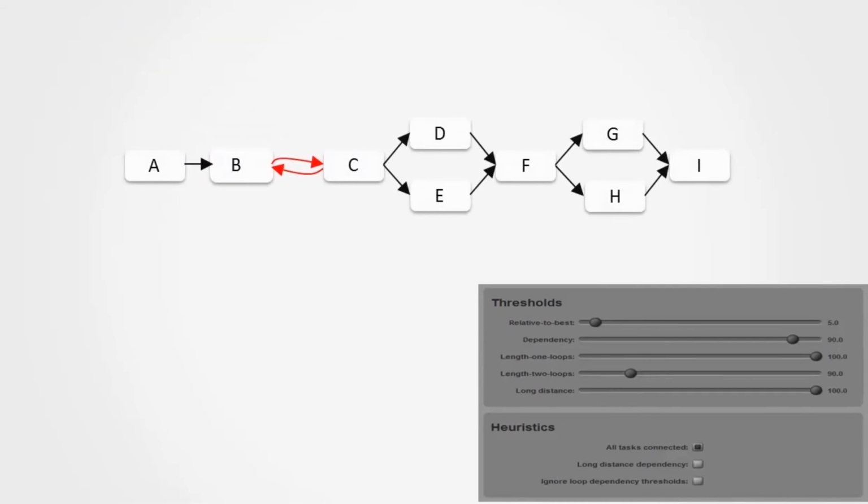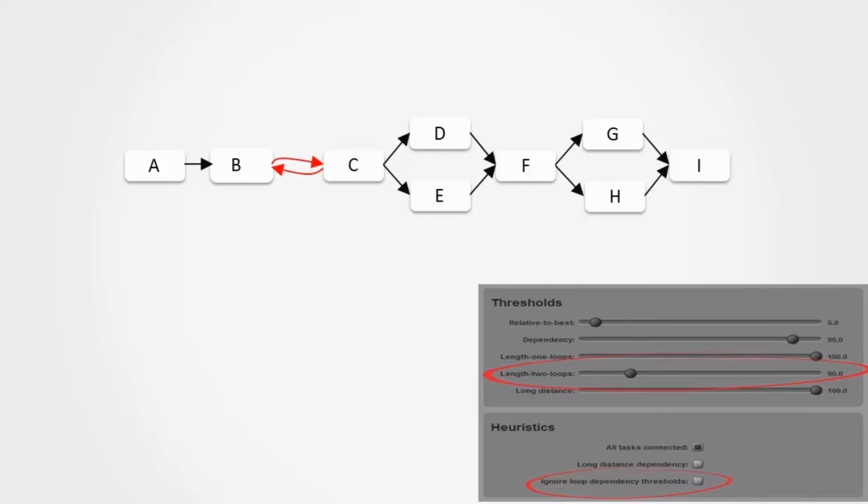If we set the parameters as the ones in the screenshot with a value of 90% for length 2 loops, we obtain a length 2 loop between activities B and C. For this threshold to have any effect, the checkbox Ignore Loop Dependency must be unchecked.